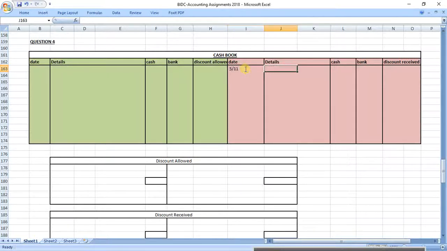5/11. Details. Who was it? Davis, okay. Write in the full name, obviously, just to be more specific. Davis should be fine, but you never know. It's actually better to write the full name, because you might have multiple people with the same surname.